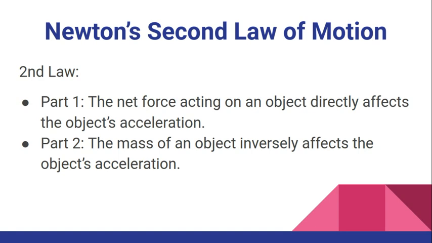So let's recap the second law of motion, and now is some time where you might want to take this down and take some notes on the second law. The second law has two parts, just like the first law. The first part states that the net force acting on an object directly affects the object's acceleration. That means if there's more force, there's going to be more acceleration, and the object will speed up or slow down more quickly. The second part states that the mass of an object inversely affects the object's acceleration, meaning that essentially the heavier an object is, the slower it's going to change its speed.